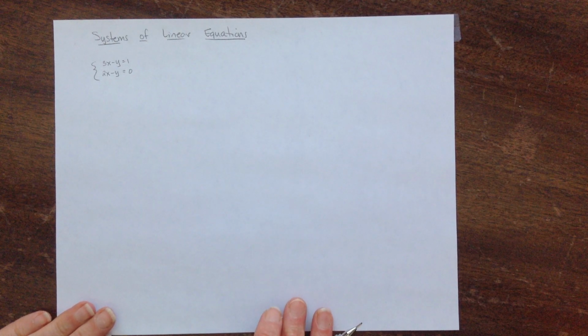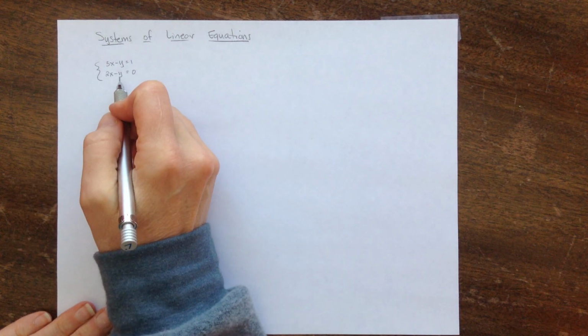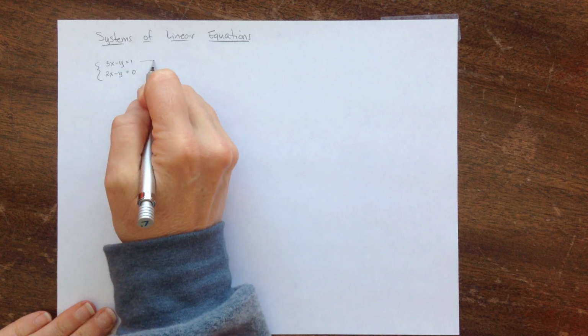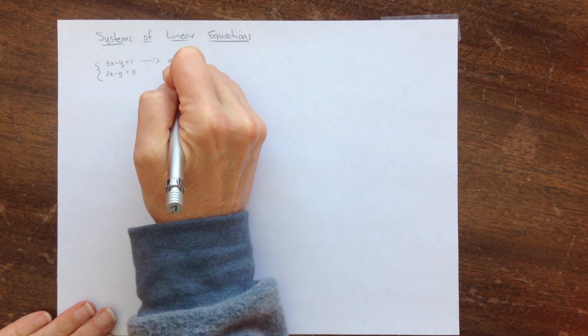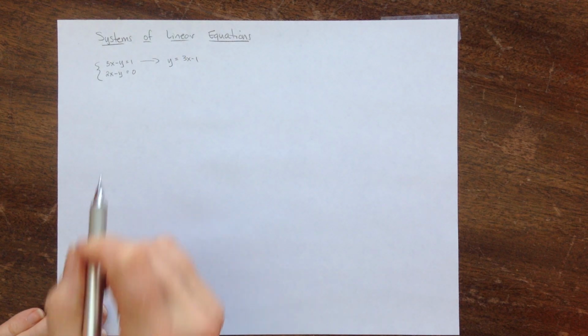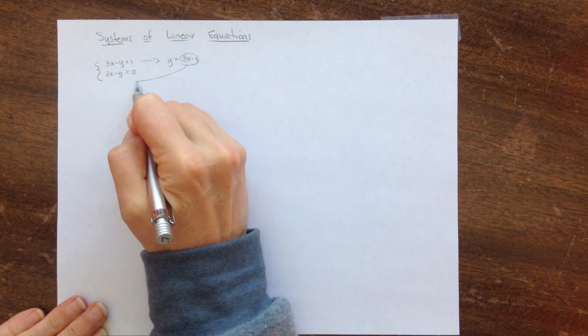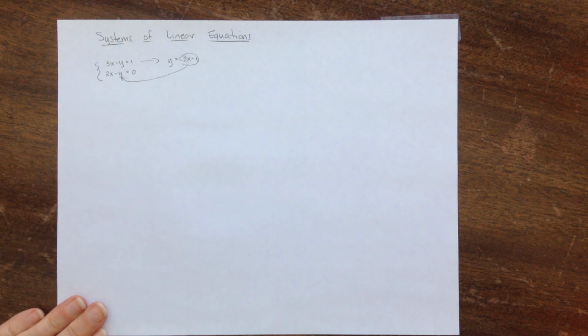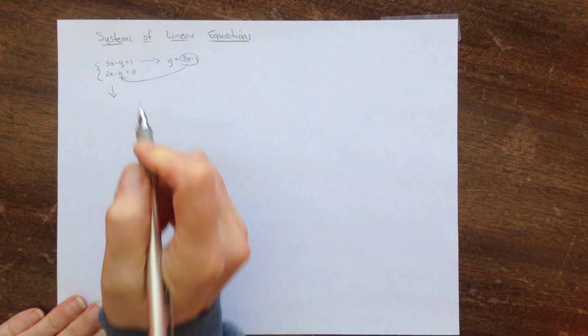So no doubt you've seen these things, and so I'm going to solve this quickly. I'll solve this first equation for y. So that would be 3x minus 1. And then I'm going to take this y and plug it into the other equation. So I'll get a single equation just in terms of x.